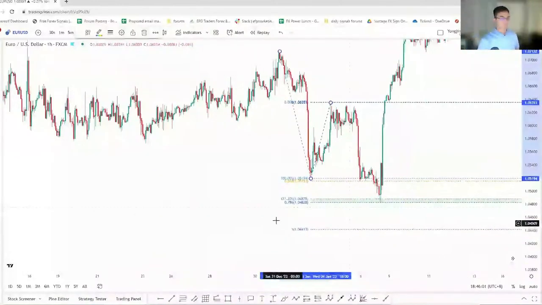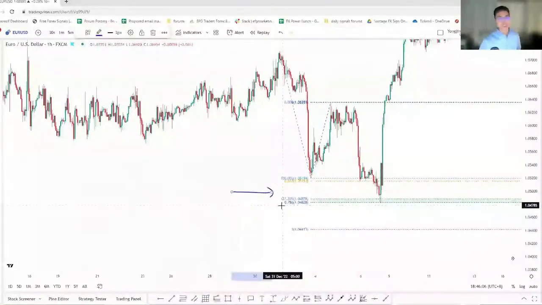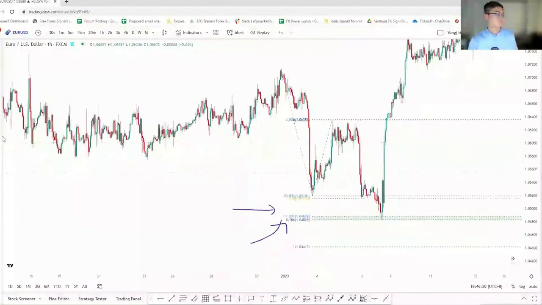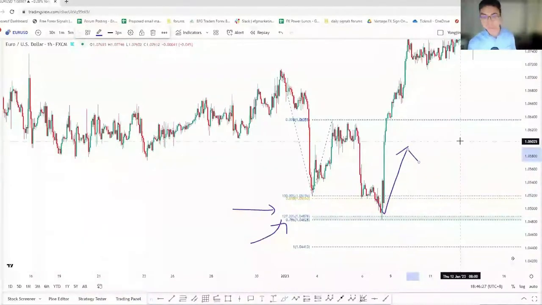So with two confluences in place, the 127.2% Fibonacci extension, where extension is the positive side and expansion is the negative side, we also have the 78.6% Fibonacci projection. That's how we use it. You can possibly look for a buy entry right there for price to tap and rebound towards the upside. All right, let us take a look next. Let's find another confluence.